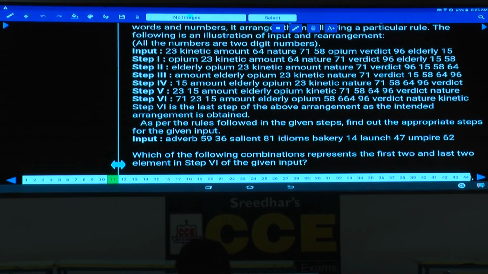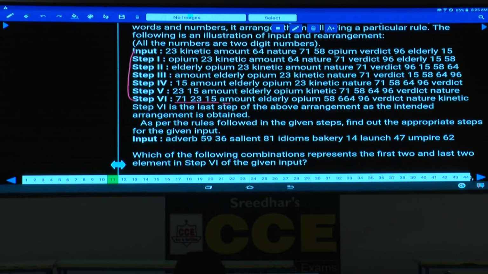And what is input here? Input is 23, kinetic, amount, 64, nature, 71, 58, opium, verdict, 96, elderly and 15, the 12 elements given. And step 6 is the final output. Then if you compare input and the final output, step 6, how are these elements arranged? First 71, 23, 15, the 3 numbers, are arranged. What are these numbers? Odd numbers. Among the given 6 numbers in the input, all the odd numbers are arranged first in the descending order, 71, 23, 15, and followed by what?